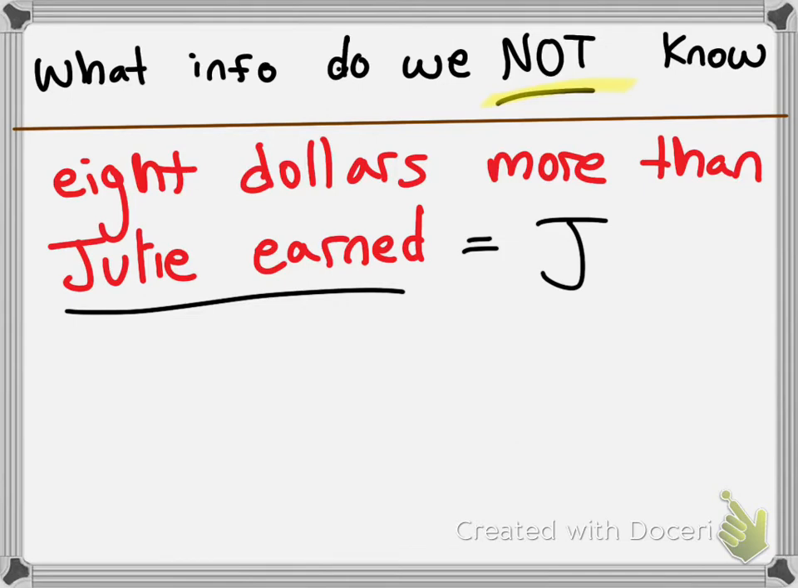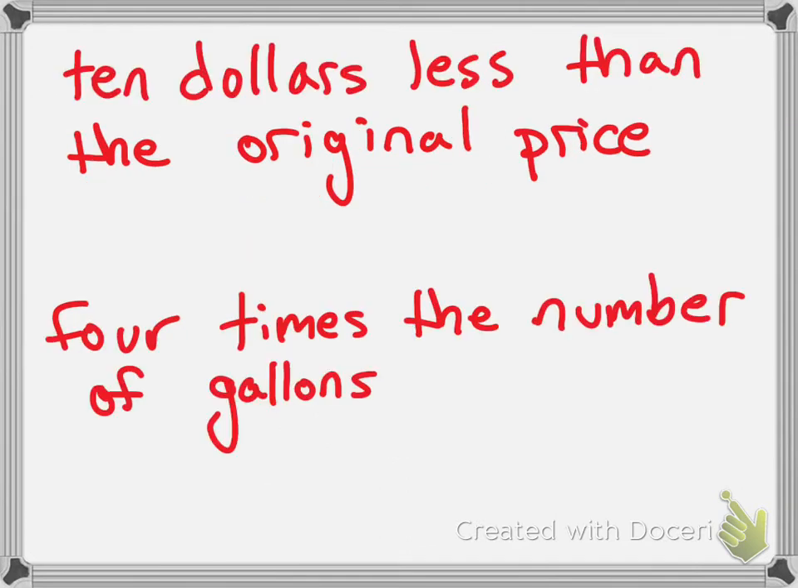Who wants to tell me how to write the expression that we would write? Clara, what would the expression for this one be then? It would be J plus 8. J plus 8. $8 more than Julie earned. So I don't know how much Julie earned. When they say, oh, Julie earned $10, I go, oh, I got $18. If they say Julie earned $1, I go, oh, I earned $9. I don't know until they tell me.